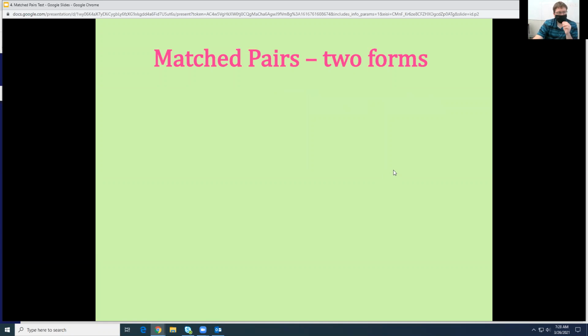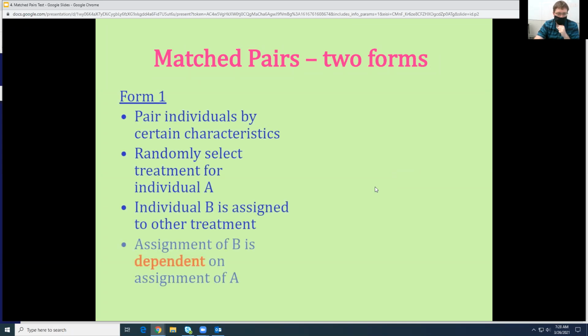All right, so matched pairs. You may or may not remember way back in October. I mean, this feels like a year and 6,000 months ago. We talked about matched pairs as a way to run an experiment in Unit 3. And there were 2 different ways we can do matched pairs. They're sitting there in your notes, Form 1 and Form 2. So let's review this real quick just so that you are somewhat familiar with what we're talking about.